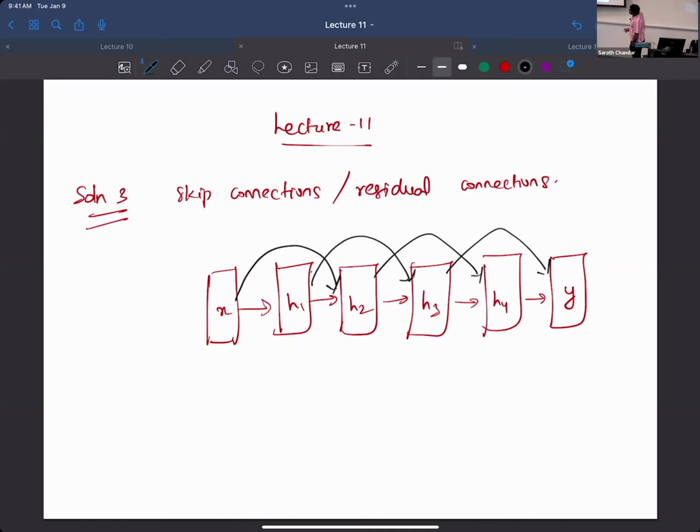Okay, so what does this mean in terms of implementation? This just means that H2 is not just a function of H1, it's also a function of X directly. Is that clear? So now the benefit is if I want to go from Y to X, previously it took 1, 2, 3, 4, 5 steps, right? So now the gradient can go from Y to H3 to H1 and X. So the number of steps in between X and Y has reduced, right? That is true for other layers as well.